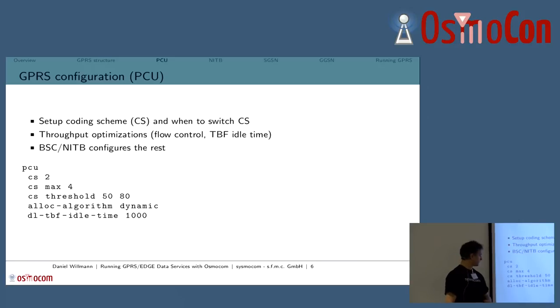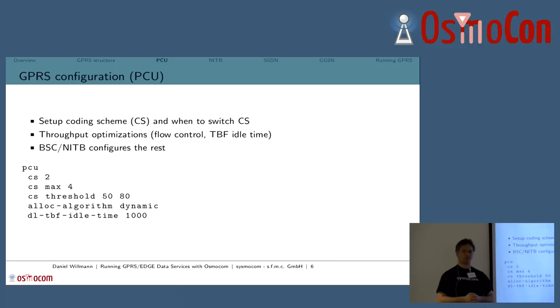Another interesting option for the PCU is the TBF idle time. TBF is the temporary block flow, which exists in two variants, uplink and downlink. Downlink means to the phone, uplink means from the phone to the network. And as a network, after we have sent all data to the MS, we have the choice to still keep this temporary block flow open and wait if there might be more data.